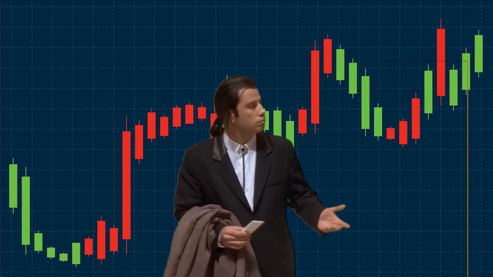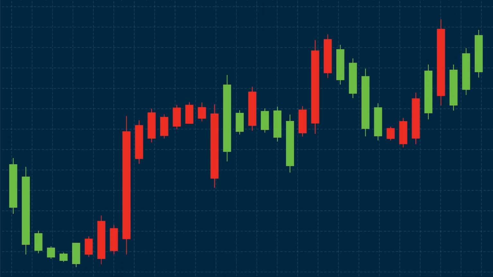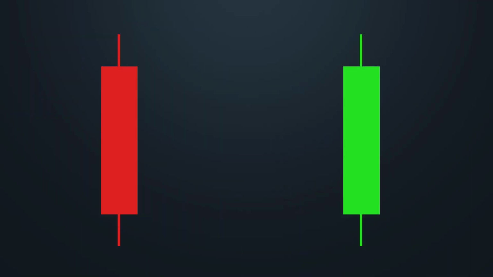Alright, if you're new to trading or just tired of being confused by the noise, this is where you start. Today, we're going to break down everything from candles, market structure, imbalances, and how smart traders actually approach the chart. No hype, no guessing, just logic. Let's get into it. Every candle in the chart tells a story.